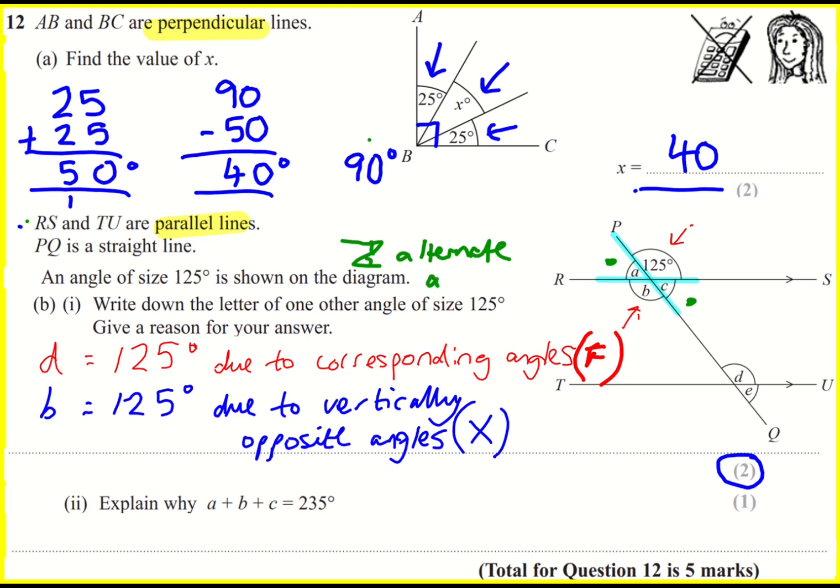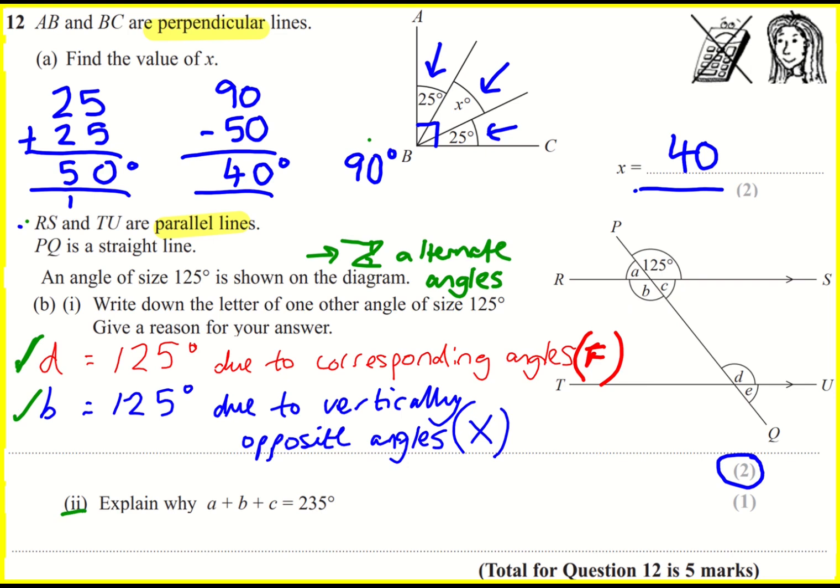Alternate angles. So they're the three different reasons that you would have to give, potentially in one of these questions. Alternate, Z, corresponding, F, or vertically opposite, X. Okay, you only need to do one of these two. That would get you 2 marks, or this would get you your 2 marks. You don't have to put both of them. I'm just giving you all the options. Okay, and part II, I'm just going to rub this out for a second.